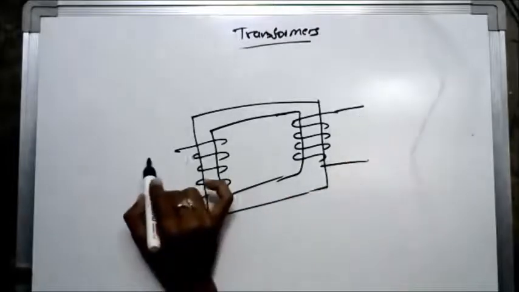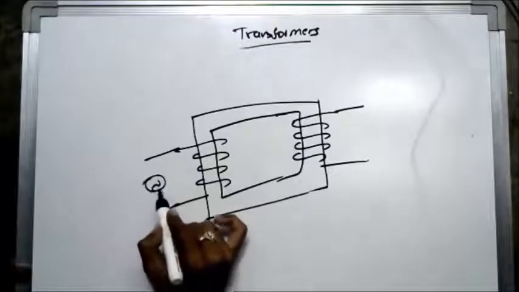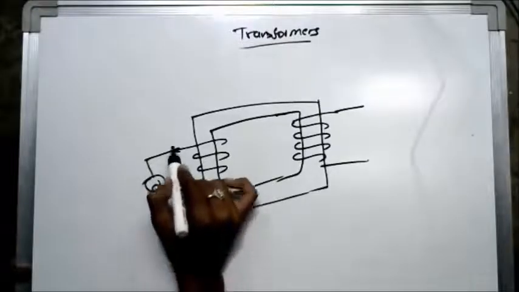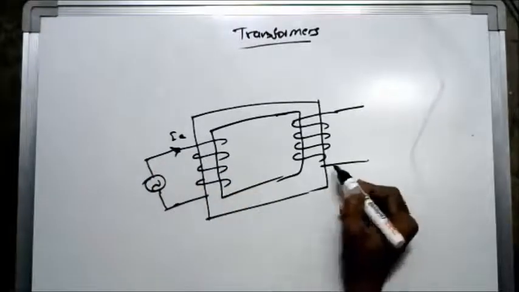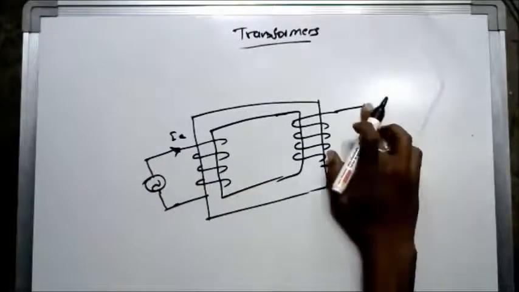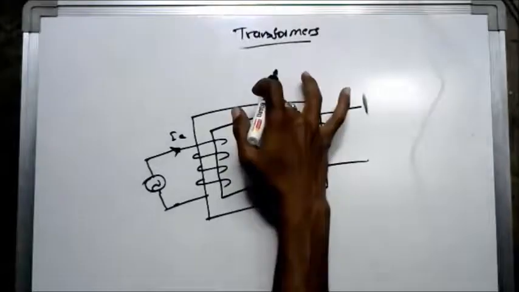Excite the primary winding with an AC source. This is the AC source, IE. The secondary winding is left open. First assume the transformer is under no load condition, and then take this transformer as ideal.